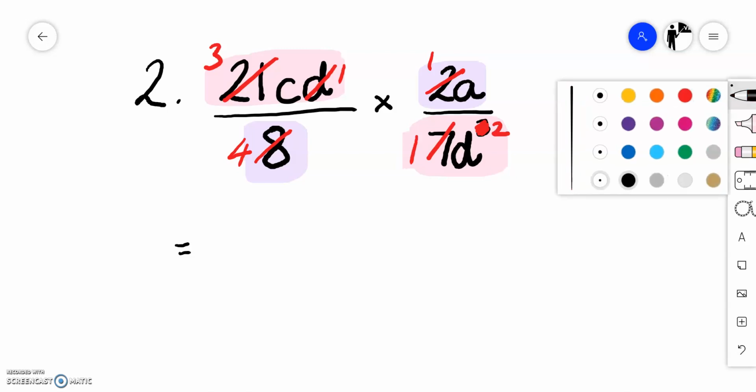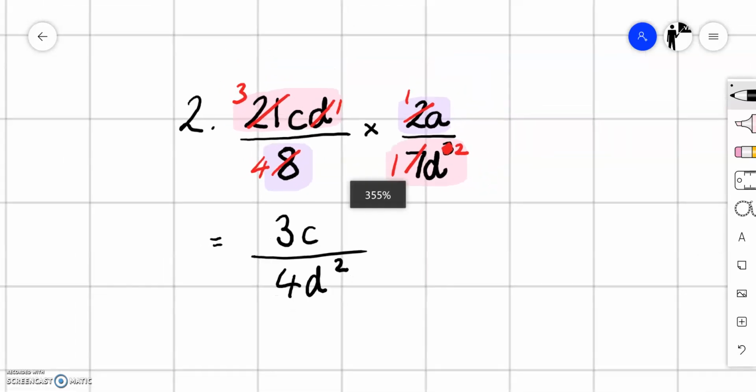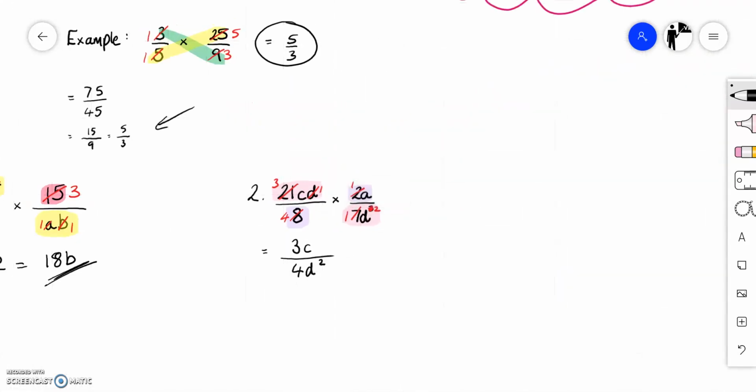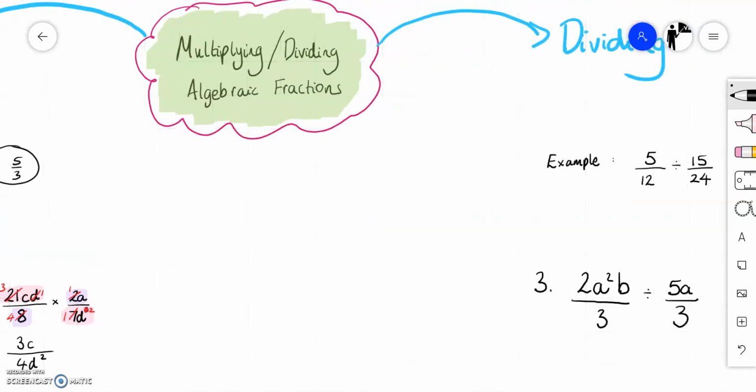From there, we can just read off what we've got. We've got 3c times 1, which is 3c. Then I've got 4 times 1 times d squared. That's 4d squared. Okay, so you just need to be kind of on the lookout there. You need to be quite careful. So that was multiplication. We're just going to have a look at division.